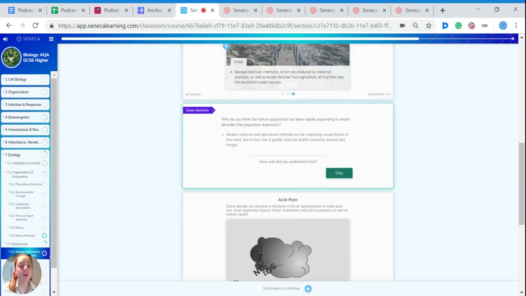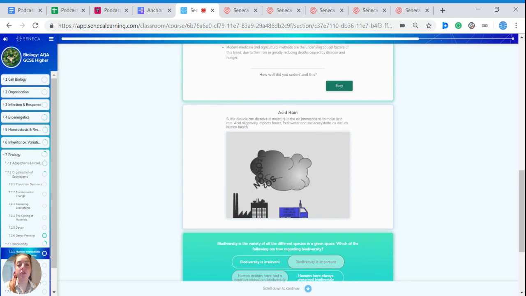So why do you think the human population might have expanded rapidly recently? So one of these causal factors could be modern medicine and agricultural methods, because these have reduced deaths caused by disease and hunger.